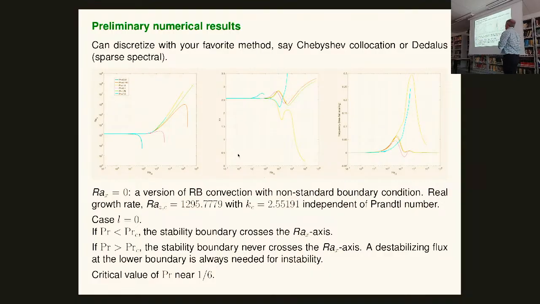There appears to be some critical Prandtl number which differentiates between systems that are destabilized by horizontal convection and systems that are never destabilized by horizontal convection. And the critical number is somewhere near a 6th, it appears, in this problem.